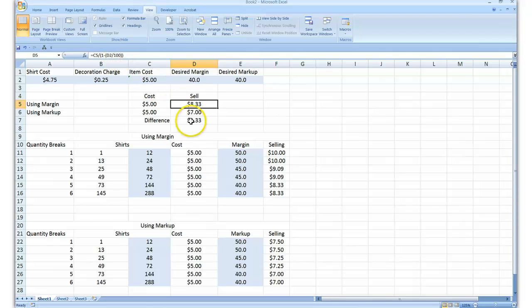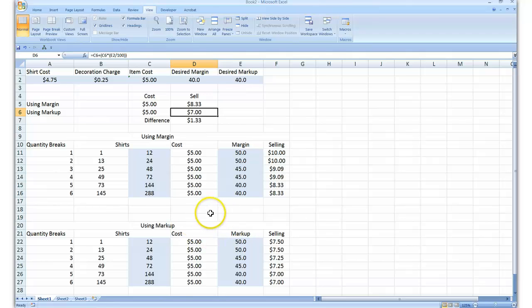this is the cost divided by 1 minus the margin divided by 100, which gets us that. And of course there's the one for the markup. The other thing that we have down below is two areas where we can set an example and show the actual differences.